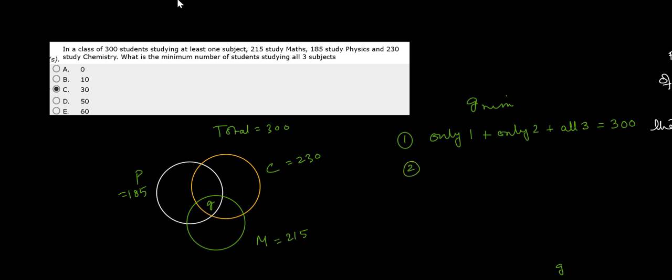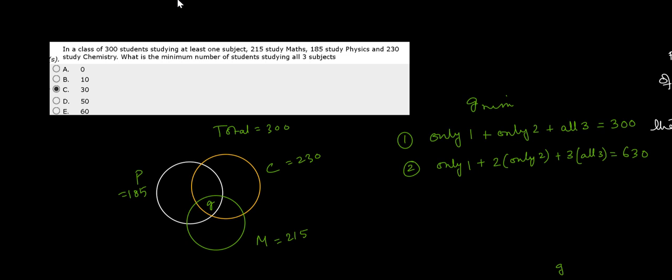What is the second equation? Only one plus twice only two plus thrice only three, plus twice all three plus thrice all three, that is, is equal to 630. Right? Yes, sir. Okay. Now let us play with these equations.